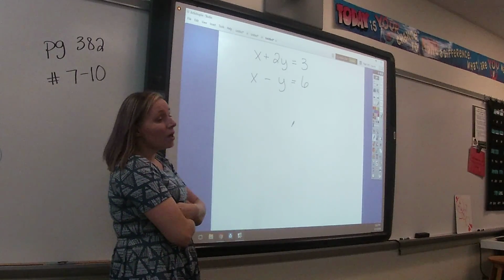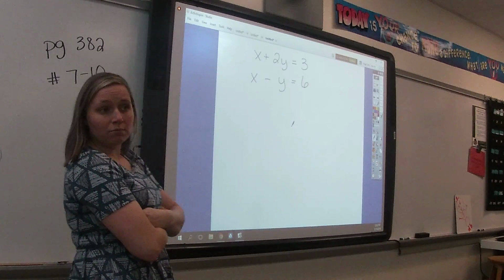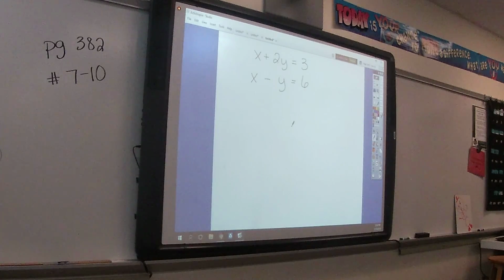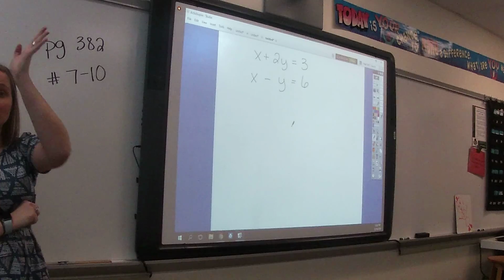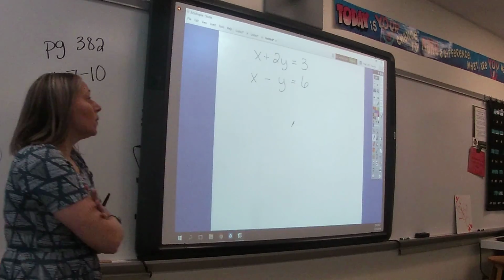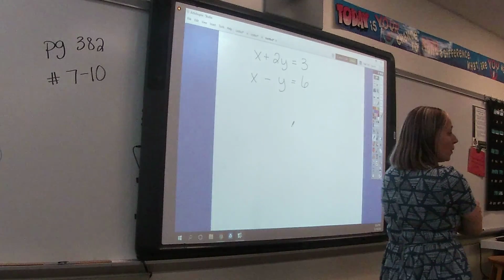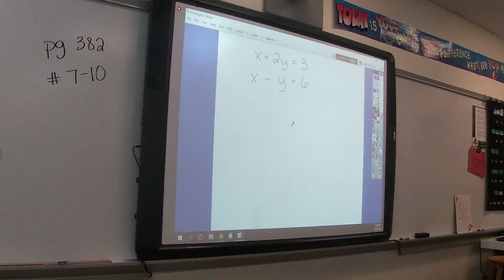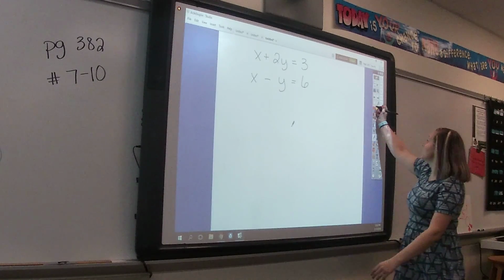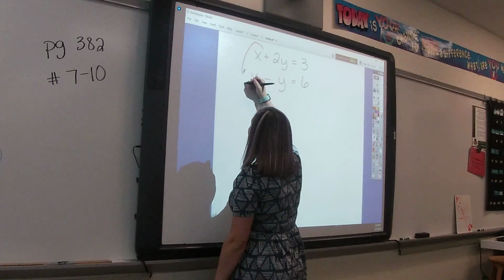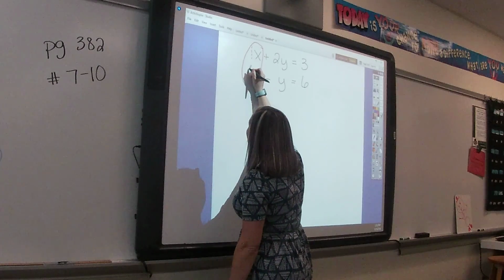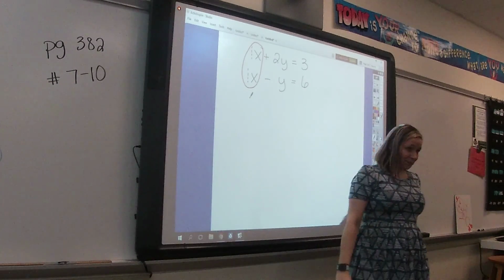Okay, so if we want to solve this by elimination, is it a system? Do we have 2 equations and 2 variables? Yes. Do we have that sort of stacked look? Yes. So we want to find a variable with a matching coefficient. 1 and 1. The x's, right? Do we agree that the x's both have a coefficient of 1? Yes.